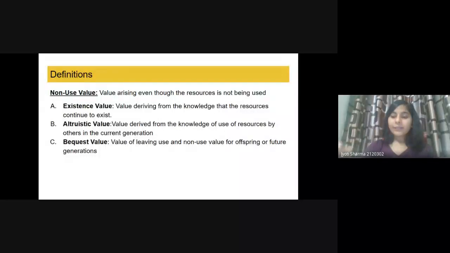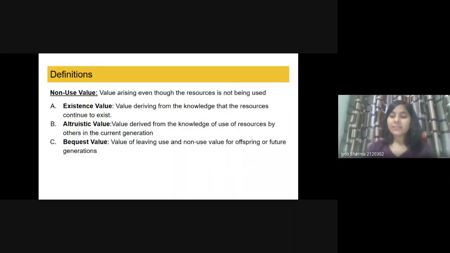For example, in Sikkim, you know that there is a forest and tribal people are using it, but you are in Haryana where there is no forest, but you are happy that someone is using those resources. Tribal people in Sikkim are using those resources, so you are happy with that. You have the satisfaction, you have some value for that forest. Okay, so this is the altruistic value.